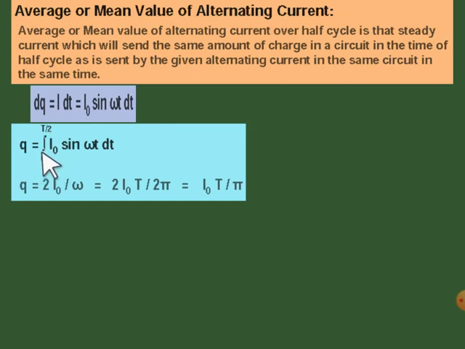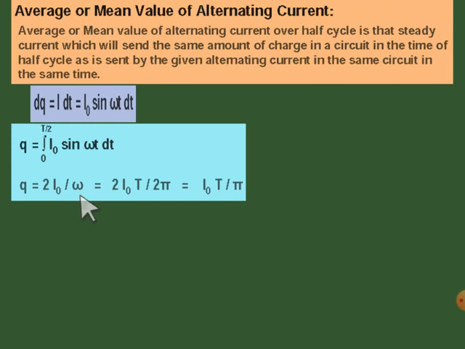Why? Because T is nothing but the time period of that AC. So if you are going to take it for a half cycle only, then you have to take half of the time period, that is 0 to T by 2. So when you integrate this, what happens? You will get like this. How is this integration coming, do you want to see? Okay, let me do it.